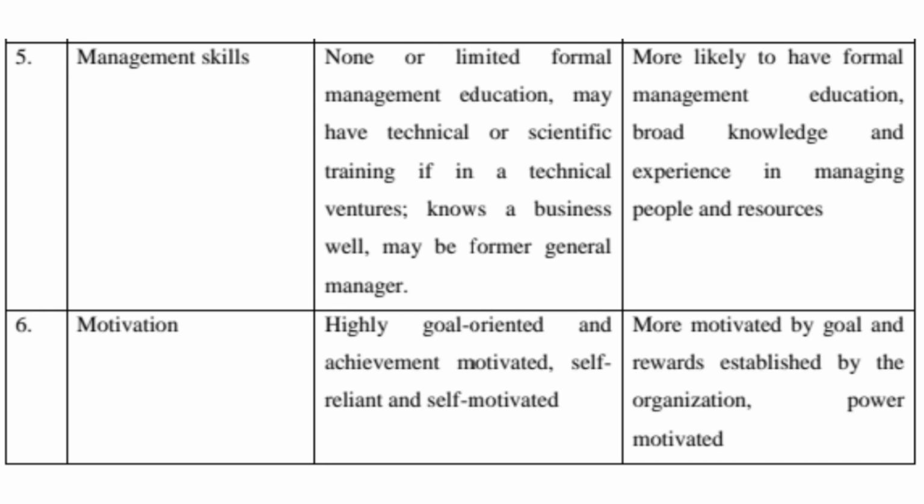6. Motivation. Entrepreneurs are highly goal-oriented and achievement-motivated. Also, they are self-reliant and self-motivated. While owner-managers are more motivated by goals and rewards established by the organization. Also, they are power-motivated.